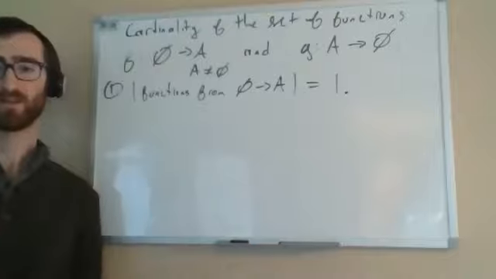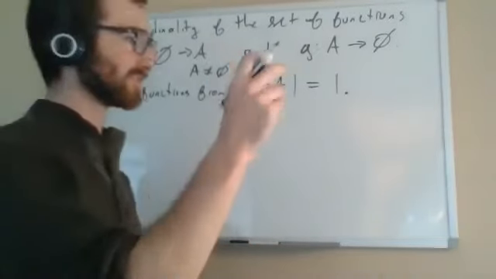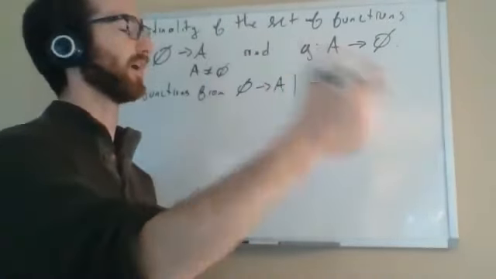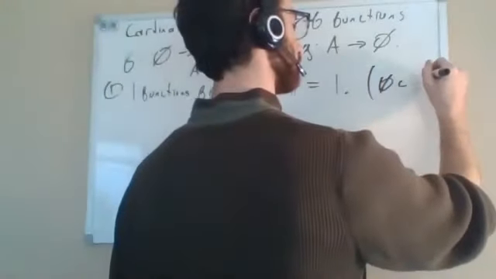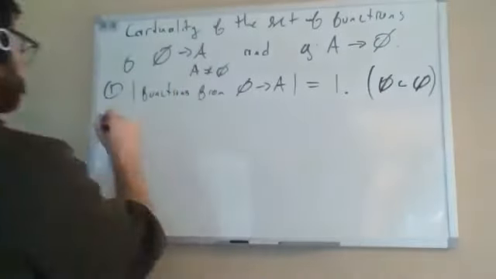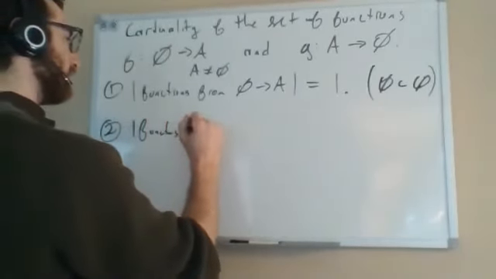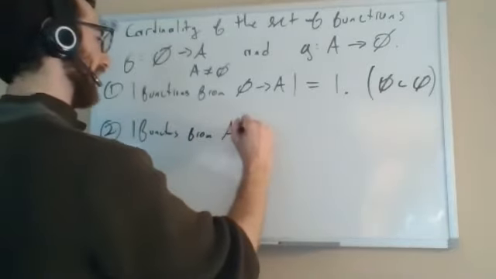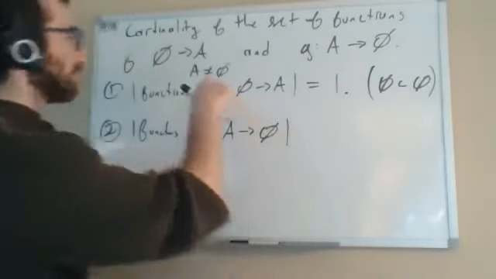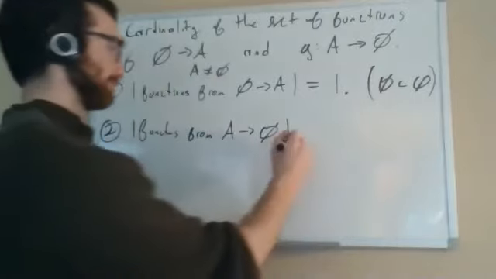And what this is, this is the subset called the empty set of the empty set. Okay, 2. Let's look at functions, the size of functions from A to the empty set. And remember, A here is not the empty set.